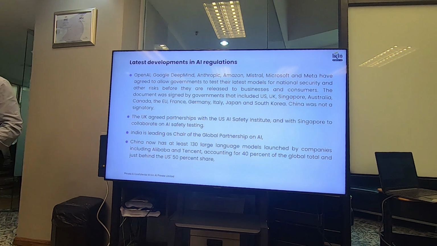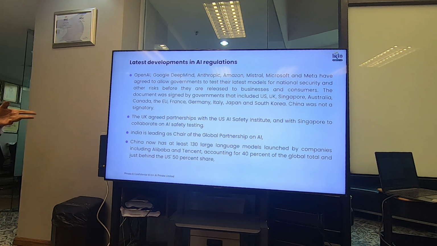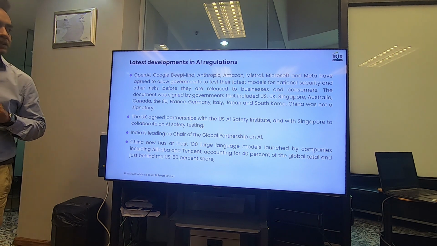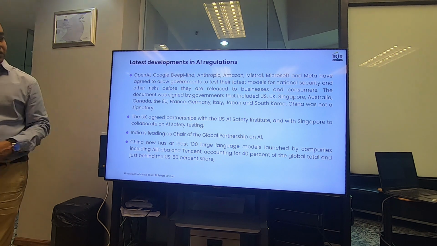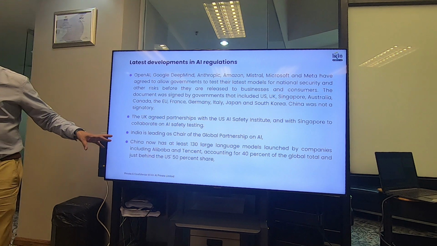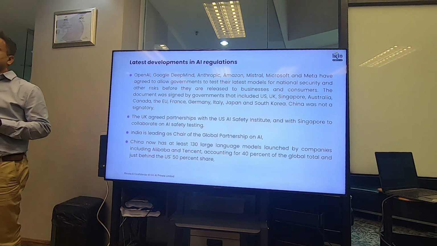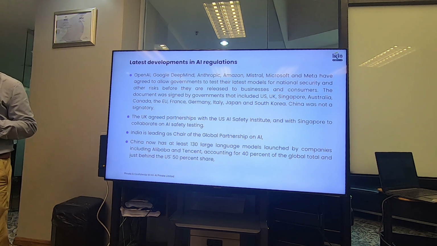In the UK, a safety summit has happened. 28 countries have signed. I'm not sure Malaysia is within those 28, but in any case, more and more countries will be joining. India is leading a global partnership on AI, and China is quite ahead in the AI game, but their share is more on Mandarin-related corpus, models.